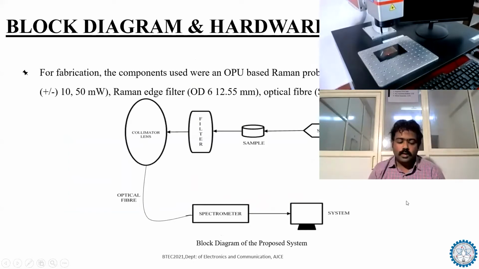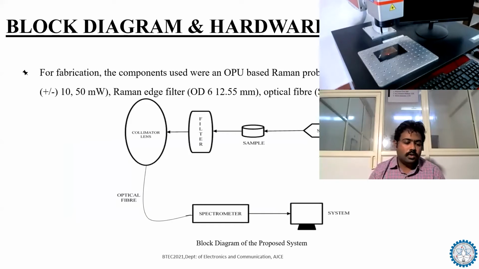So this is one of the portable spectroscopy development projects done by our BTech students last year. They used OPU-based tools, that is the optical pickup unit, for this particular application. With this spectrometer and collimator lens, with the laser source and an OD6 filter, 12.5 mm, the Raman X filter they are using passes wavelengths above a particular range. Yes, above 532 nanometers.